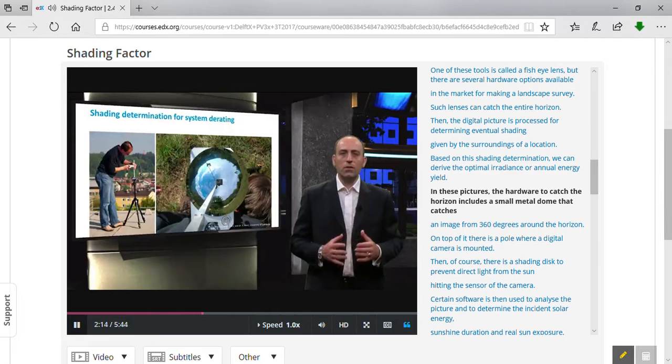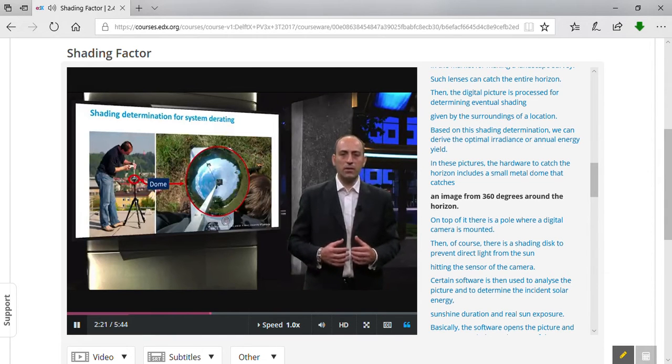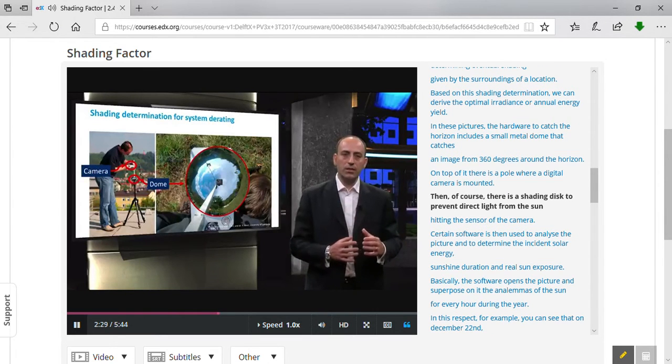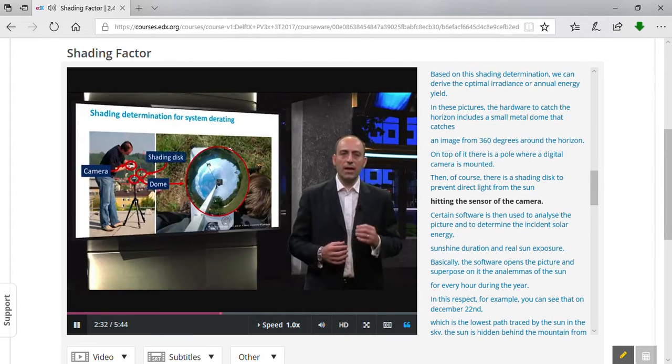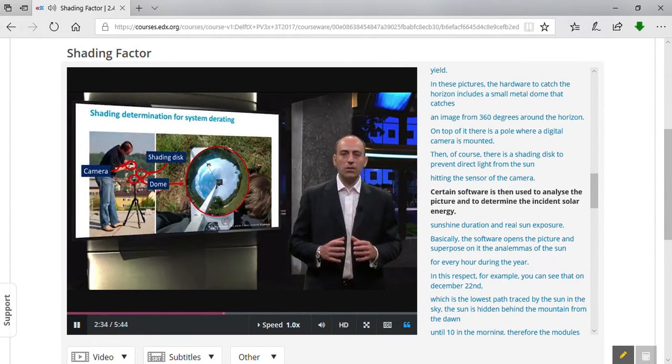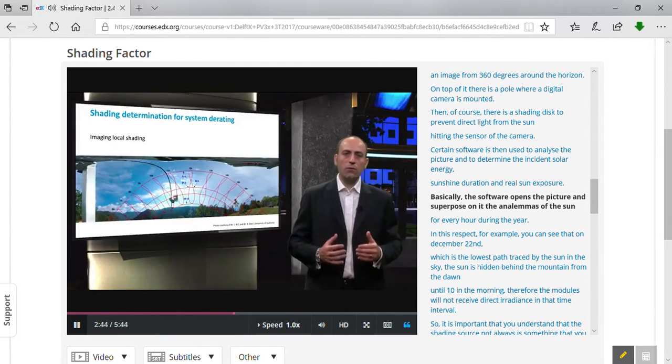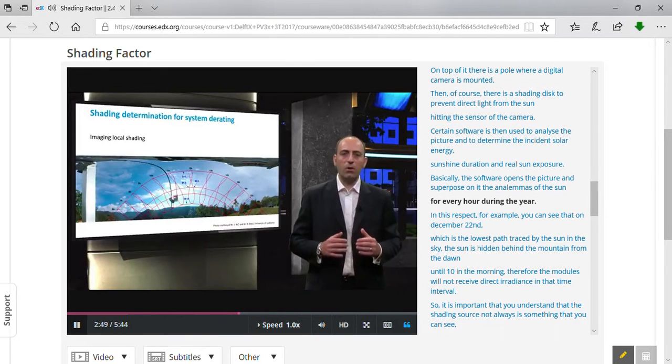In these pictures, the hardware to catch the horizon includes a small metal dome that catches an image from 360 degrees around the horizon. On top of it, there is a pole where a digital camera is mounted. Then, of course, there is a shading disc to prevent direct light from the sun hitting the sensor of the camera. Certain software is then used to analyze the picture and to determine the incident solar energy, sunshine duration, and the real sun exposure. Basically, the software opens the picture and superposes on it the analemmas of the sun for every hour during the year.